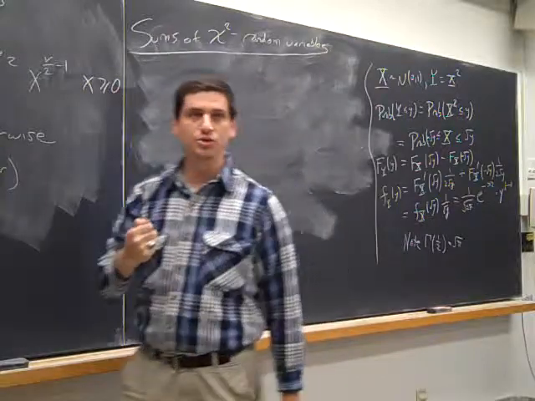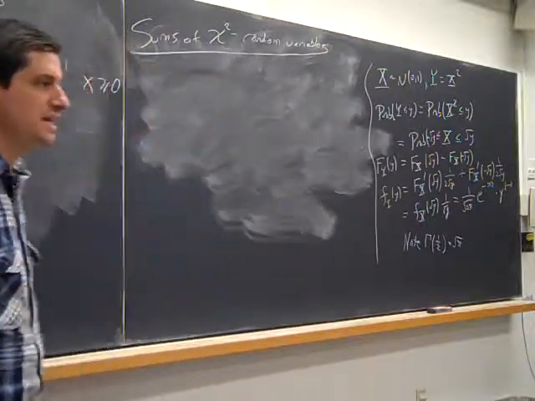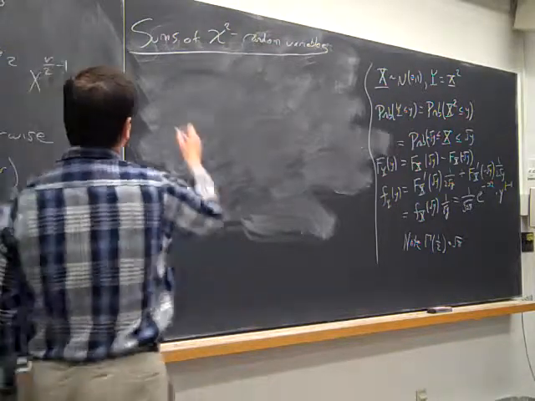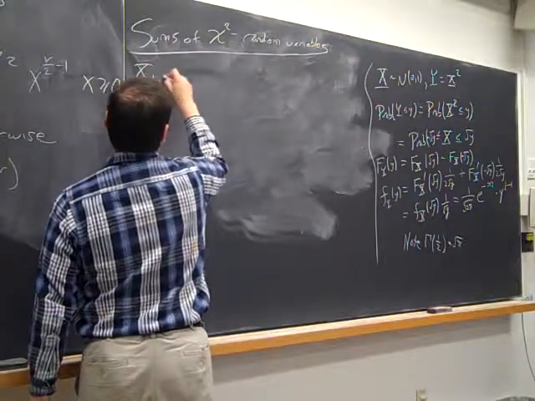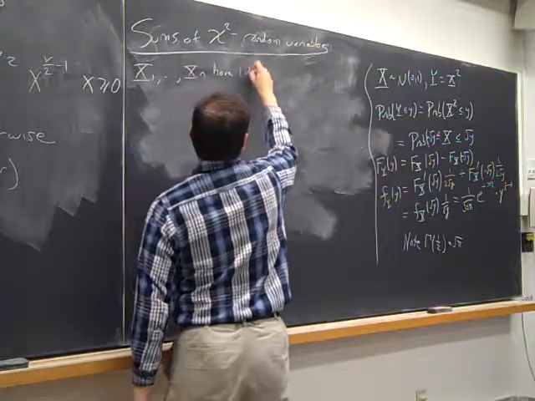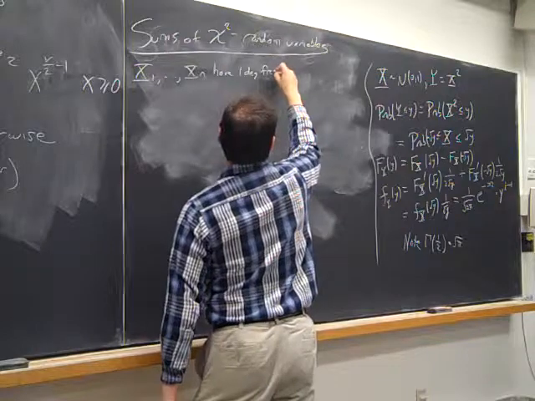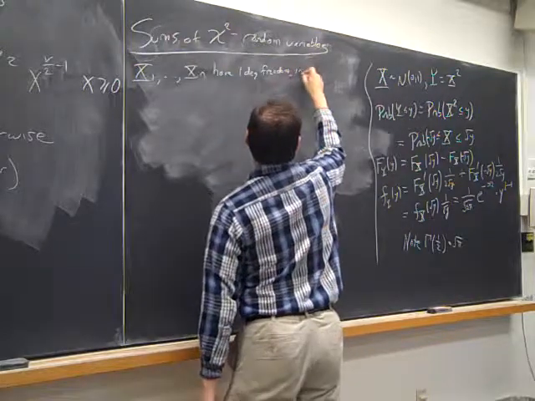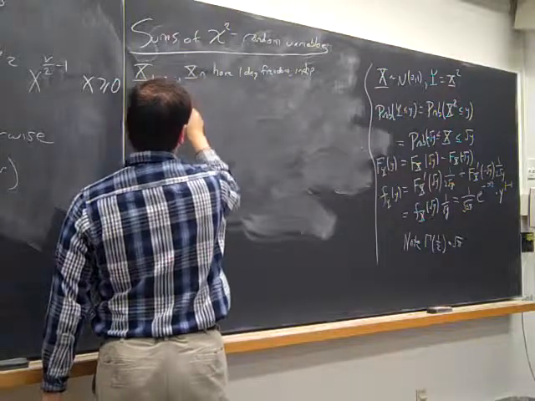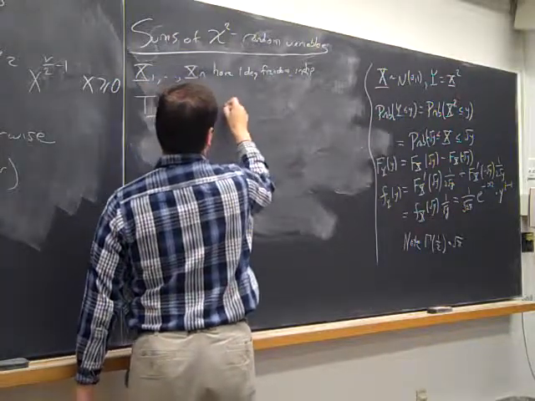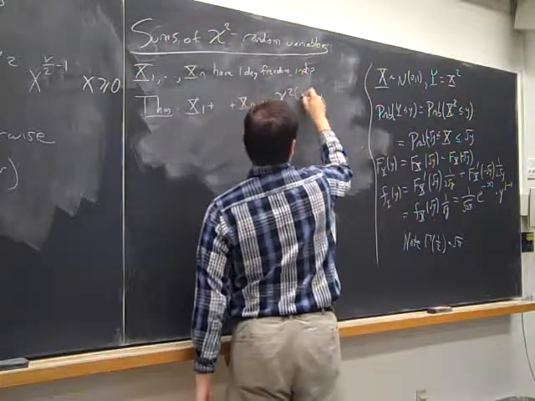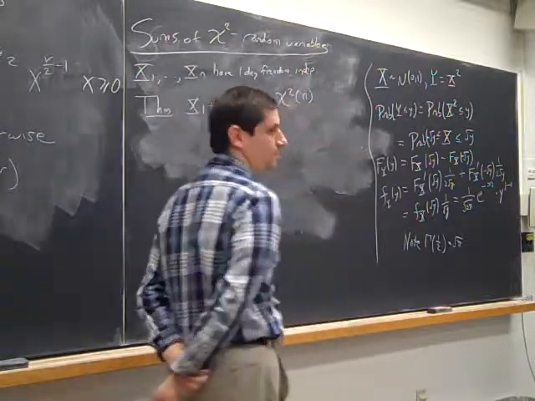So it turns out the most useful case, or the case we study the most, is sums with integer degrees of freedom. So let's say x1 through xn have 1 degree of freedom and they're independent. Theorem: x1 plus through xn is chi-squared with n degrees of freedom.